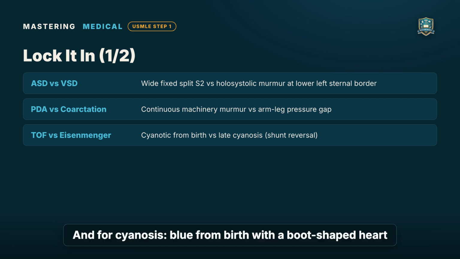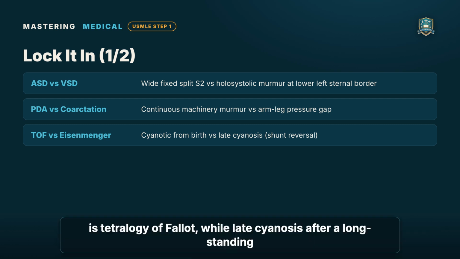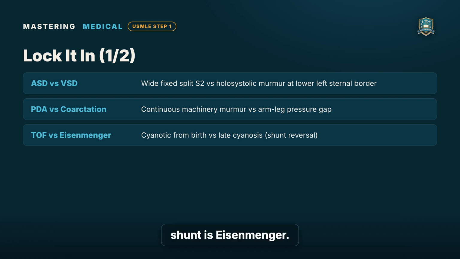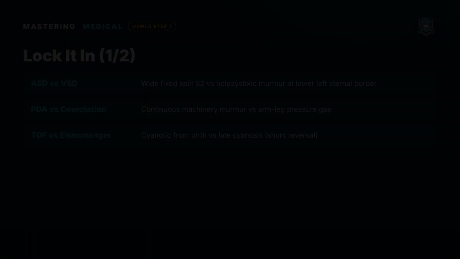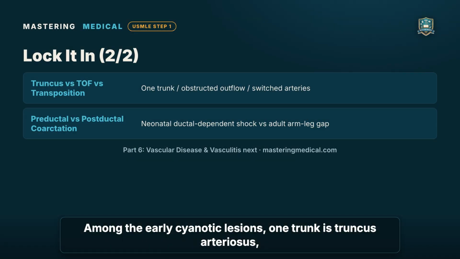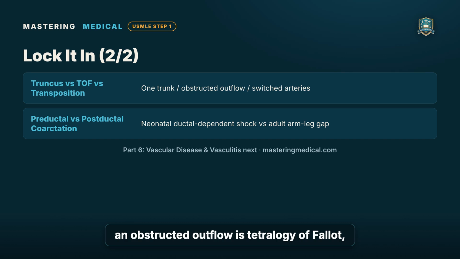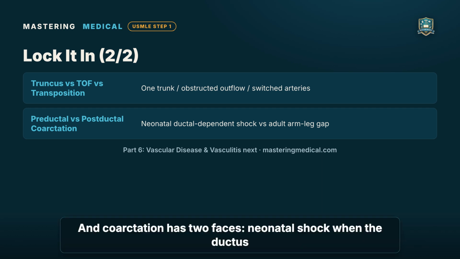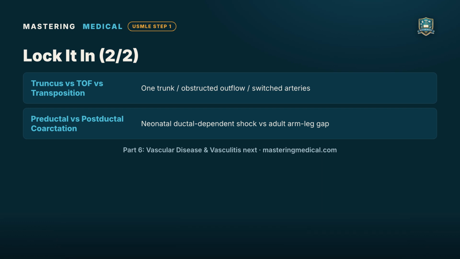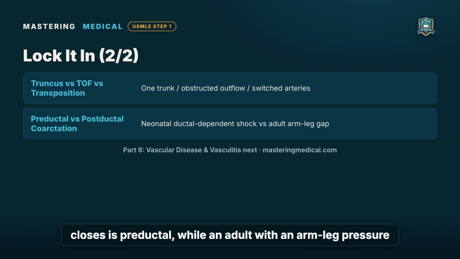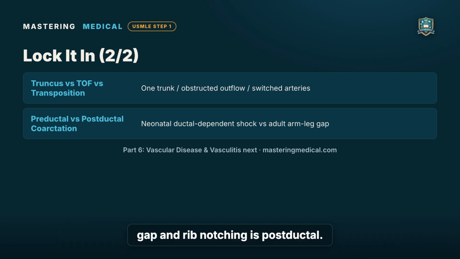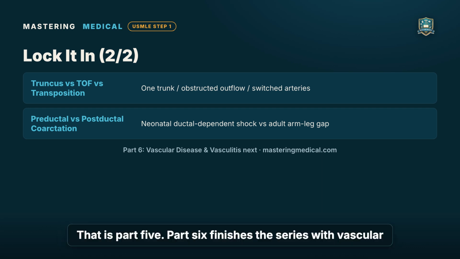And for cyanosis, blue from birth with a boot-shaped heart is tetralogy of Fallot, while late cyanosis after a long-standing shunt is Eisenmenger. Among the early cyanotic lesions, one trunk is Truncus arteriosus. An obstructed outflow is Tetralogy of Fallot, and two switched parallel arteries are transposition. And coarctation has two phases. Neonatal shock when the ductus closes is preductal, while an adult with an arm-leg pressure gap and rib notching is postductal. That is part 5.